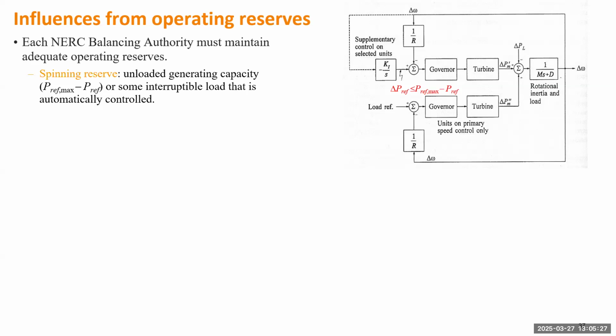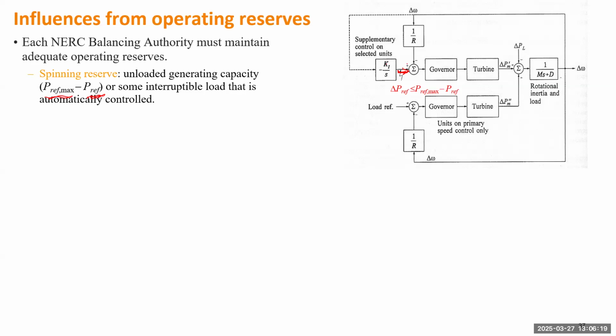Operating reserve includes two types. The first type is called spinning reserve. Spinning reserve basically means unloaded generating capacity. So if right now the setting point is PREF, which means whatever value you ask the generator to output for the PM, the mechanical power, and if you increase this value, there's an upper limit. That upper limit will be the maximal PREF. The gap will be the spinning reserve. For instance, if right now the generator is generating 100 megawatts, but you can increase up to 150 megawatts without causing any violation or reliability issues, then 150 will be PREF maximum, and 50 megawatts will be spinning reserve.